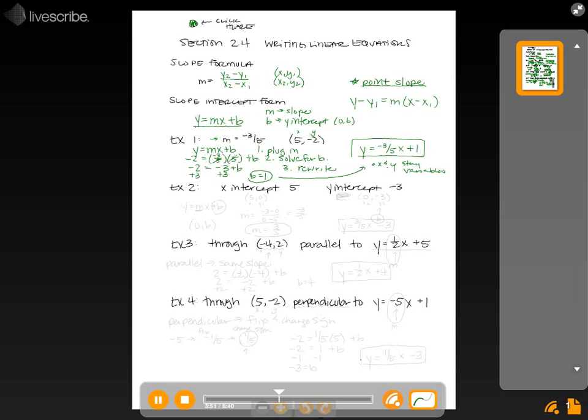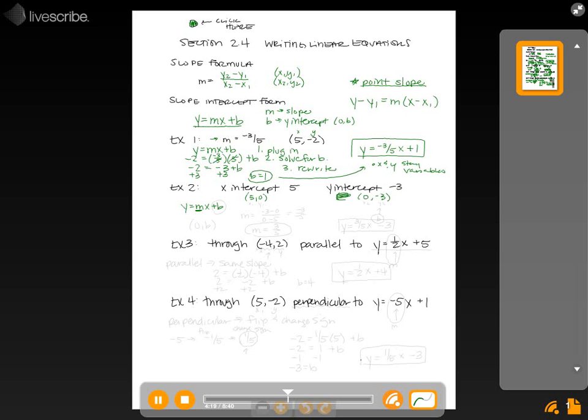For example 2, we've got the x-intercept is 5, the y-intercept is negative 3. Let's make those points. The x-intercept, as we talked about the other day, is a number and then 0. It's where it crosses on the x-axis, so that's going to be 5, 0. The y-intercept is the opposite. It's going to be 0, negative 3. Now we need to put that in slope-intercept form, so y equals mx plus b.